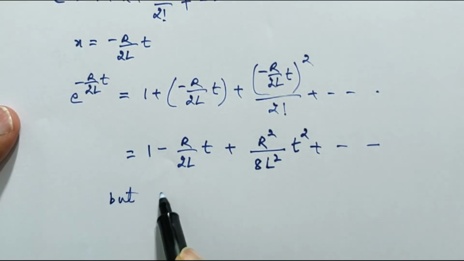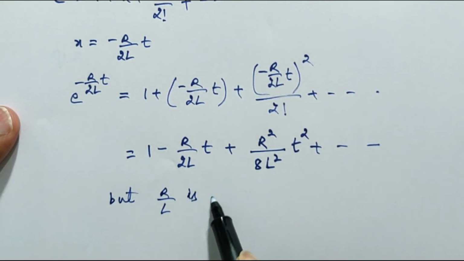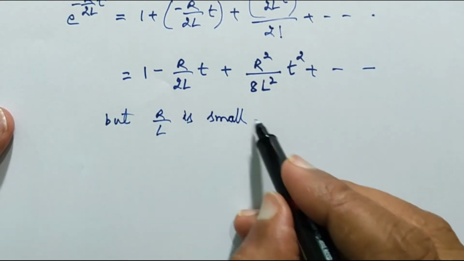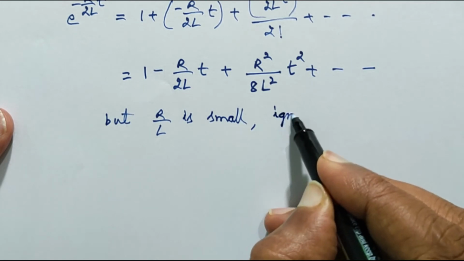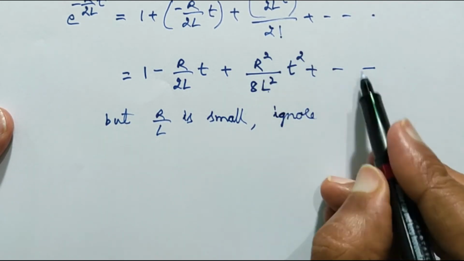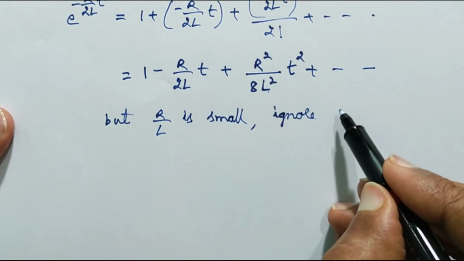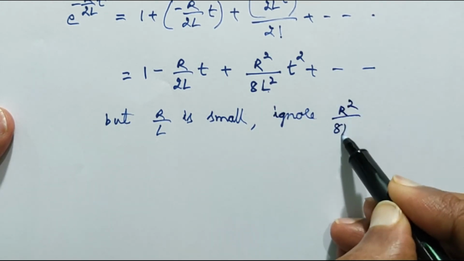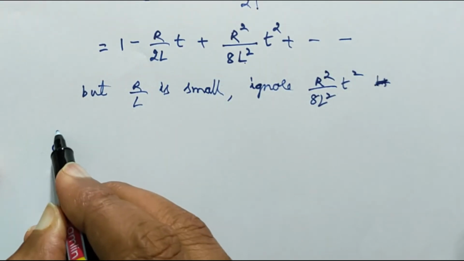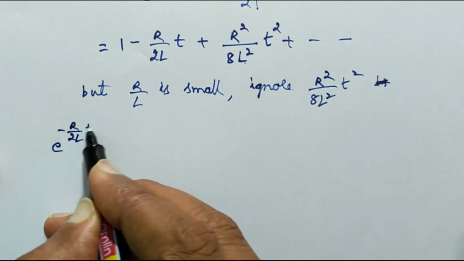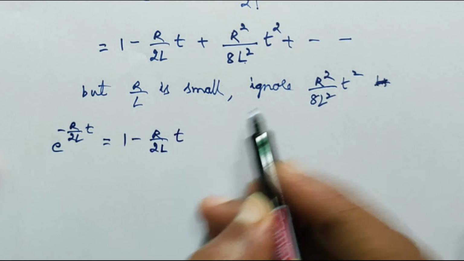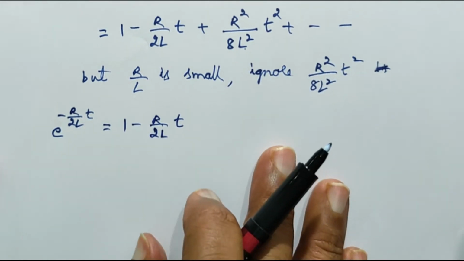But since we know that the value of R by L is small, we'll try to ignore R square by 8 L square and its higher order terms. So R square by 8 L square T square is ignored. So now e power of minus R by 2L times T is equal to 1 minus R by 2L times T. All these higher order terms are ignored.